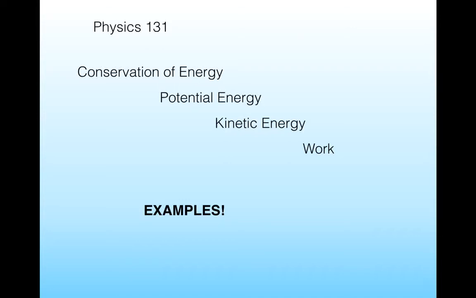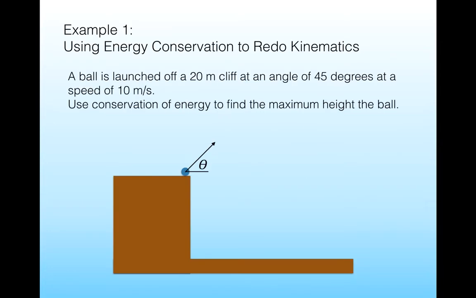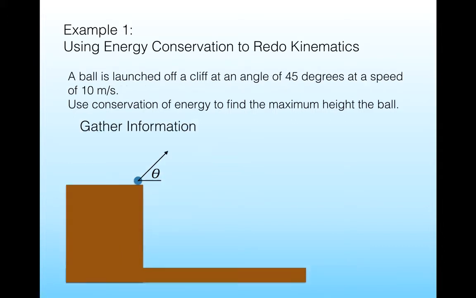Examples using conservation of energy, the concepts of potential energy, kinetic energy, and work. The first example, we're going to resolve a kinematics question using conservation of energy. In this case, a ball is launched off of a 20-meter cliff at an angle of 45 degrees and an overall speed of 10 meters per second. We're going to use conservation of energy to find the maximum height of the ball.